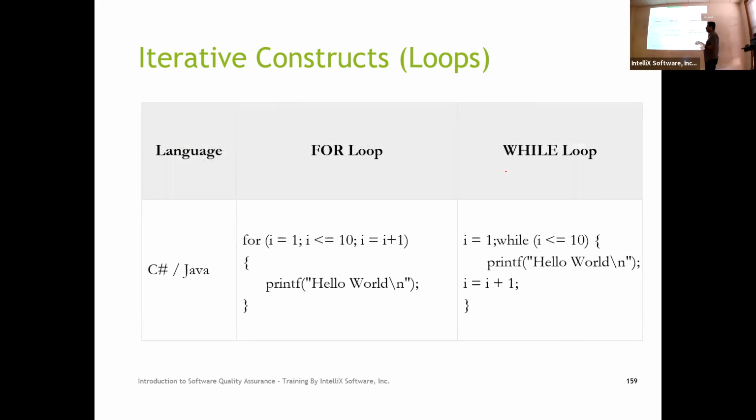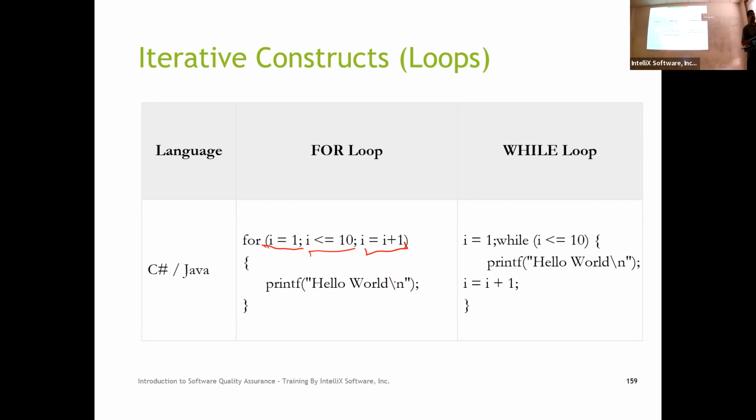So here's an example of a for loop. I want to print hello world 10 times. I will start with my initial value of i as 1. I'll keep doing that till i becomes less than or equal to 10, and then I'll do i plus 1. That means every time I go around the loop, I'm going to increment i by 1, and then I'm going to print it.